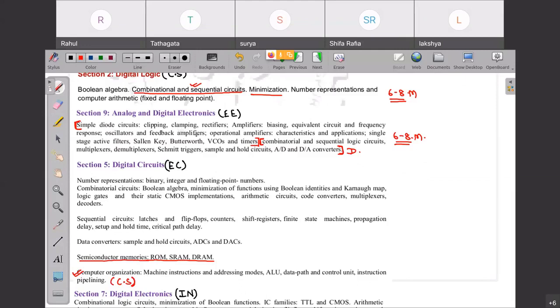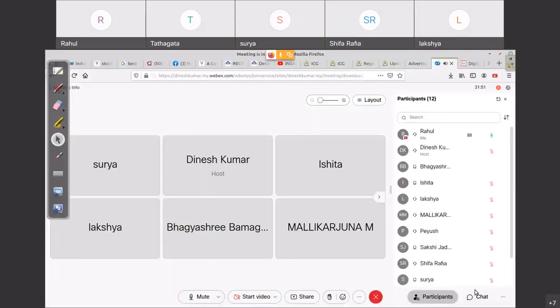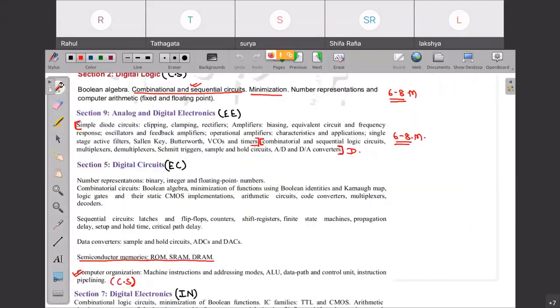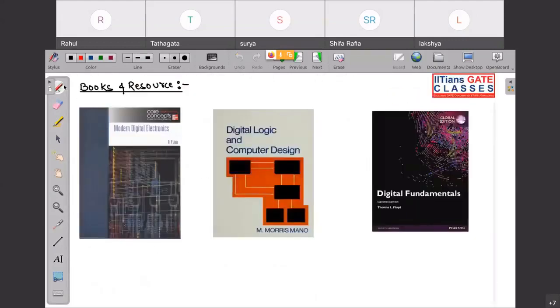We have branches for CS also, so you are going to study this with CS. I am not going to teach computer organization. Any issues till now? Okay, fine.